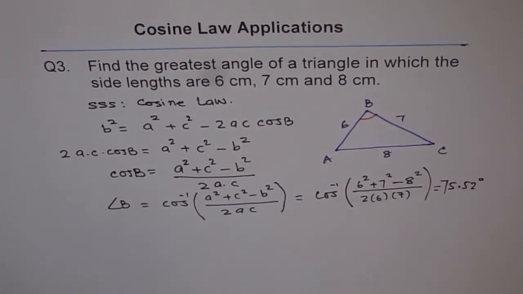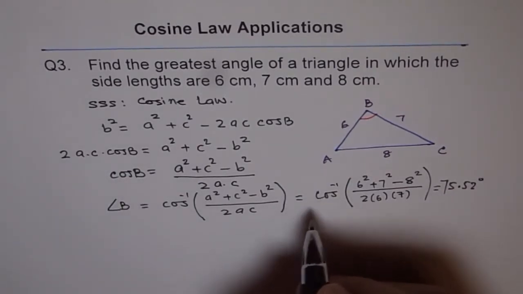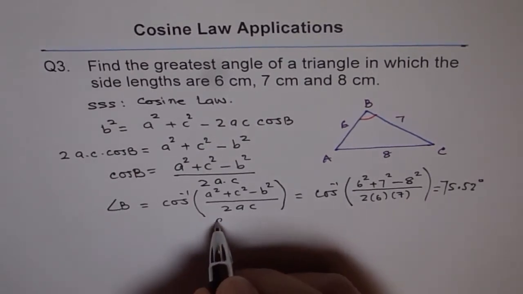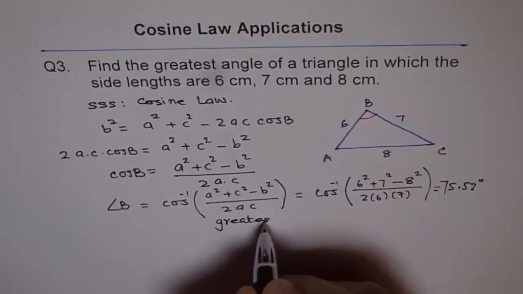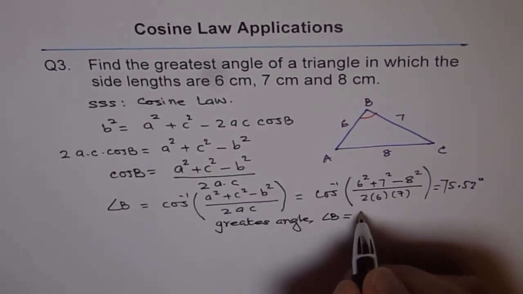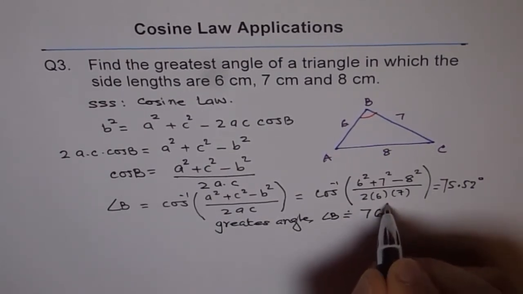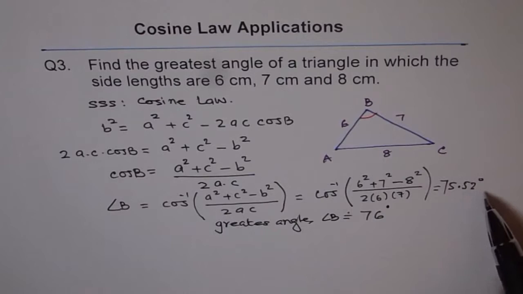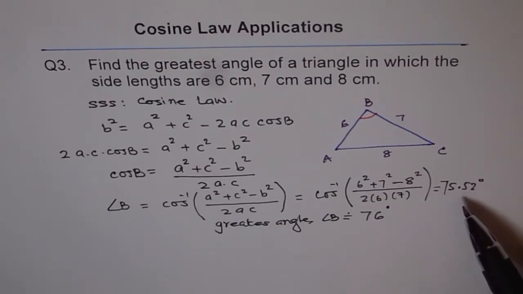So we get here 75.52 degrees, right? Now, if it is not mentioned to round the answer to so many places, then you can round it to a whole number, right? And we say the greatest angle, which in this case is angle B, is approximately 76 degrees. If they say round to 1 decimal place, in that case it will be 75.5 degrees, right? If they have not mentioned it, we can write 76 degrees, correct? So that is how we do these problems.